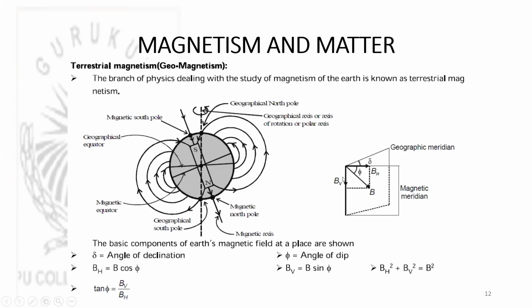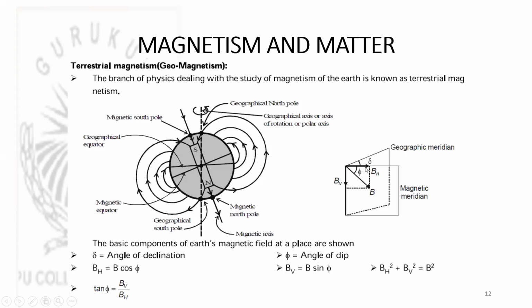And the earth's magnetic field always will be present in the magnetic meridian, and in this magnetic meridian, the magnetic field of earth is making an angle with the horizontal direction. It is called the angle of dip or angle of inclination, and because of this angle, you can resolve the magnetic field vector here into two components along the vertical direction and horizontal direction.